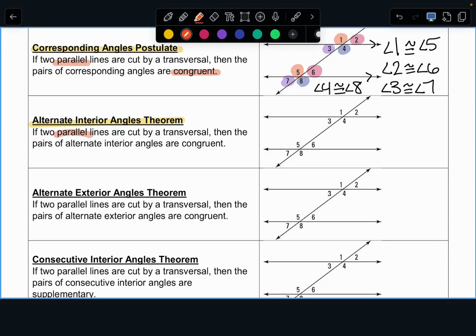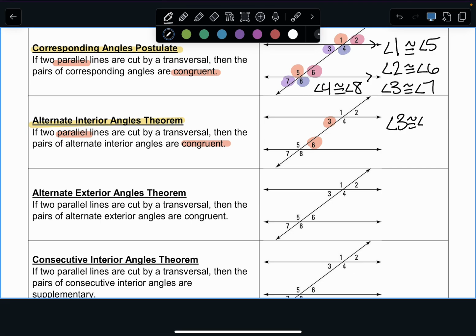Again, if we have 2 parallel lines cut by a transversal, then the alternate interior angles are also congruent. So angle 3 here is an interior angle. What's its alternate interior angle pair? 6. So angle 3 is congruent to angle 6. What's my other pair? 4 and 5. So angle 4 is congruent to angle 5.